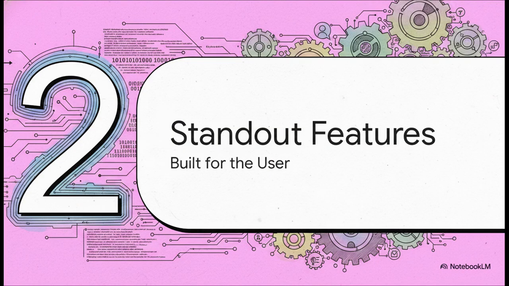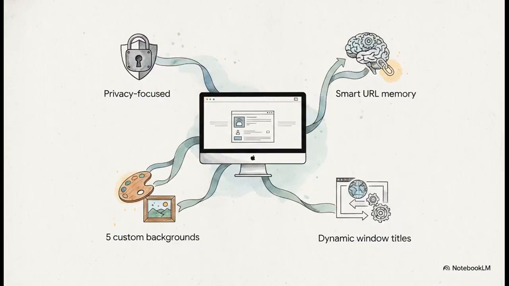Section 2. Standout features. Built for the user. All right, let's rapid fire through this fantastic feature set because it's genuinely built with the user in mind. First and foremost, it is highly privacy-focused. We're talking zero telemetry, zero tracking, and absolutely no data collection whatsoever. Your work stays exactly where it belongs. It also has smart URL memory, meaning it remembers exactly where you left off. Aesthetically, it's great. It offers 5 beautiful custom backgrounds from Pexels so you can personalize your workspace. It features dynamic window titles that instantly update based on the specific Jira page you're currently viewing.